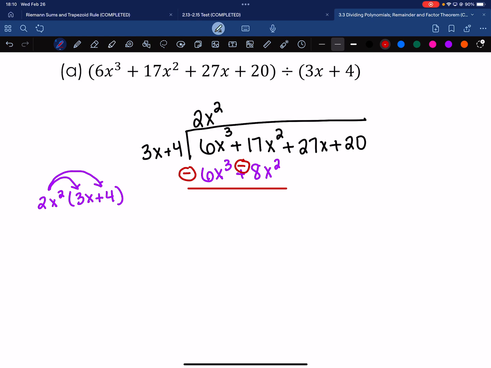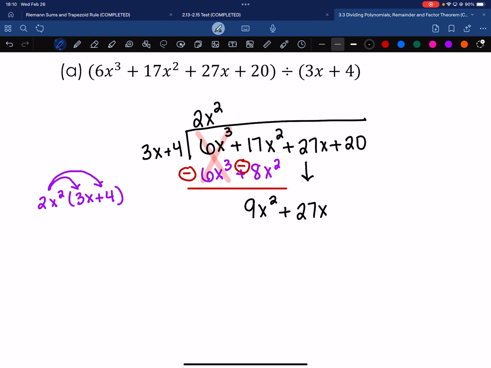And so now you just subtract. So 6x cubed minus 6x cubed cancels out. That first term should cancel out. 17x squared minus 8x squared is 9x squared. And then you drop down the next term, and you repeat the whole process again.